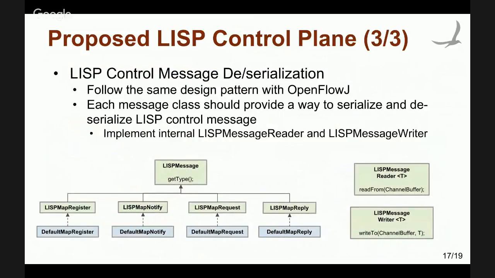For this, I would also like to follow the same design pattern that OpenFlowJ has implemented. So there's a read-from method in a Lisp message reader and a write-to method that we define for the message writer. Each of the concrete classes should implement the existing interface and also need to implement an internal Lisp message reader and writer so that it can serialize and deserialize the Lisp messages.